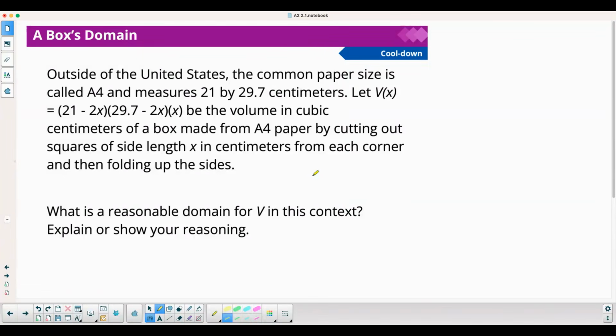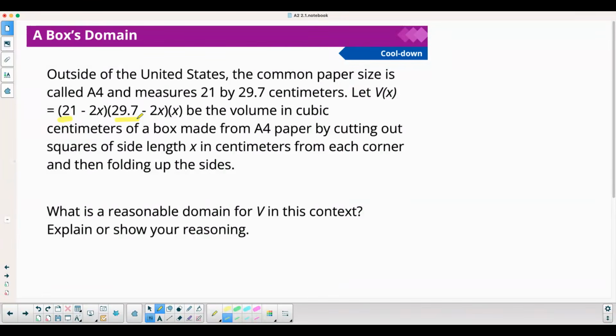All right. Let's take a look at this one. Outside the United States, the common paper size is called A4. It measures 21 by 29.7 centimeters. Let V of x equal 21 minus 2x times 29.7 minus 2x times x be the volume in cubic centimeters of the box made from A4 paper by cutting out squares of side length x in centimeters from each corner and then folding. What is the reasonable domain? So the smallest side here, this is kind of the same thing that we just did. The smallest side would be 21, whereas the longer side would be 29.7.